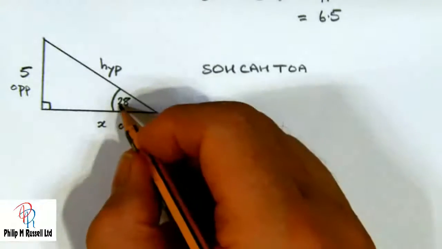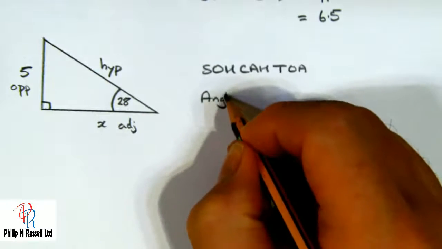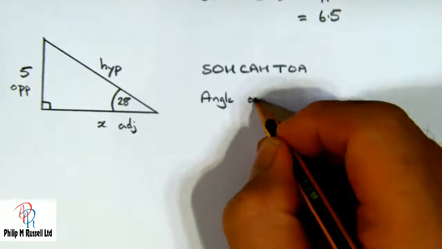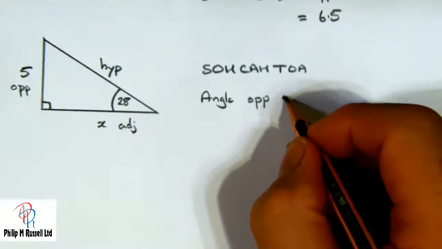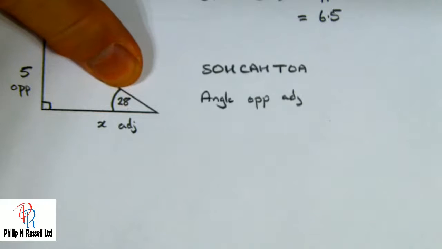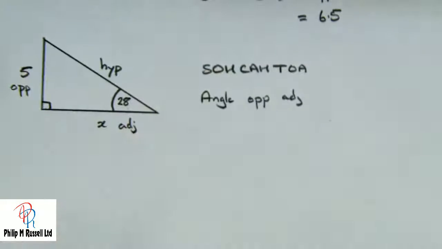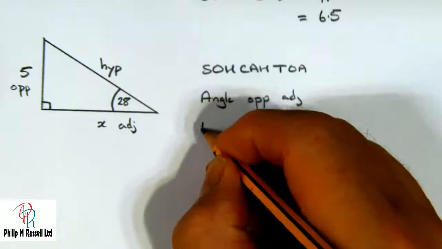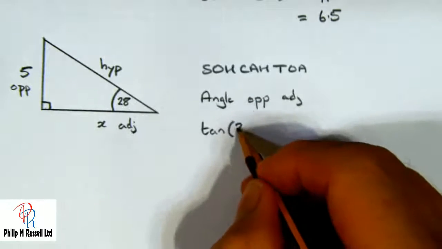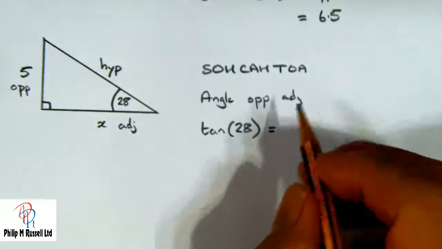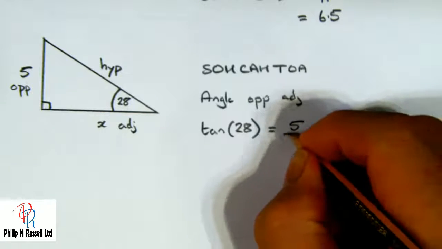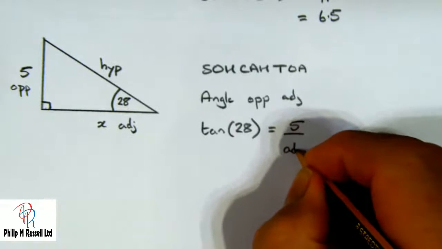we've got the angle, we've got the opposite, and we need to find the adjacent. So again, in this one, the hypotenuse is not going to be used. We know this is the tangent, so tan of 28 equals the opposite, which is 5, over the adjacent.